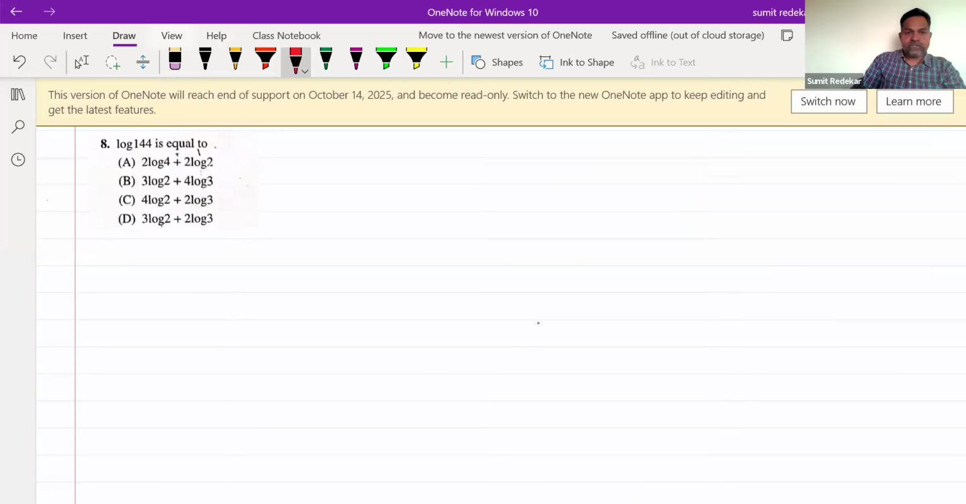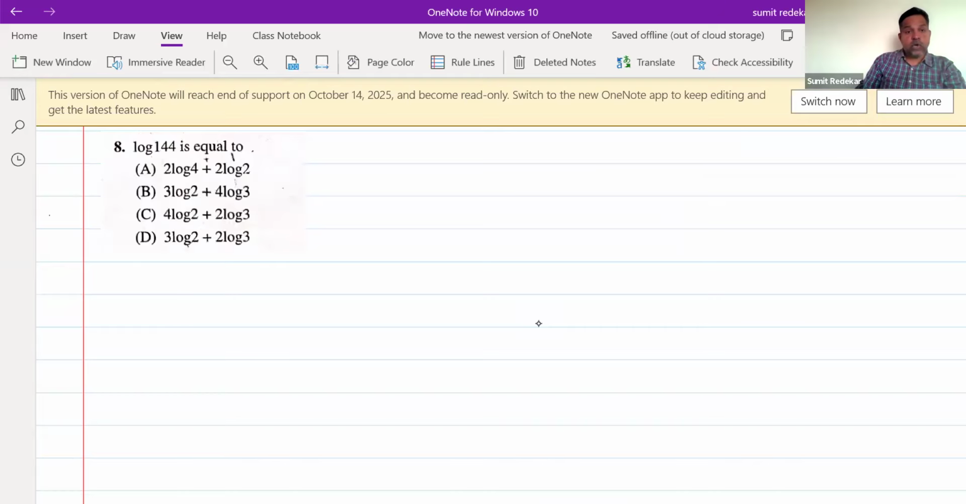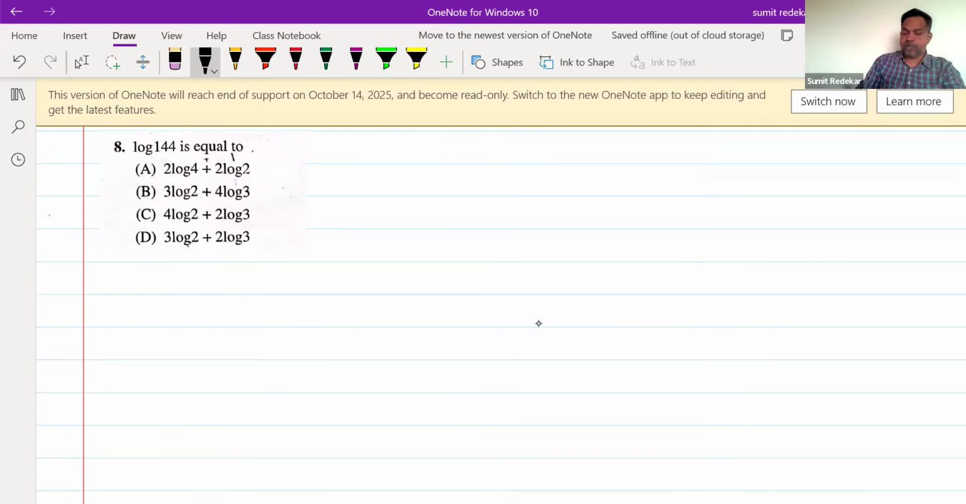Quickly moving on to question number 8. Log of 144 is equal to. अब log of 144 क्या है? Well, it could be equal to anything. But अगर आप ये देखो तो उन्होंने उसको तोड़ा है into the smallest elements 2 and 3. तो my suggestion to you would be, इसके पहले कि आप ये क्वेश्चन सॉल्व करना चालू करो, 144 को फैक्टराइज कर दो.